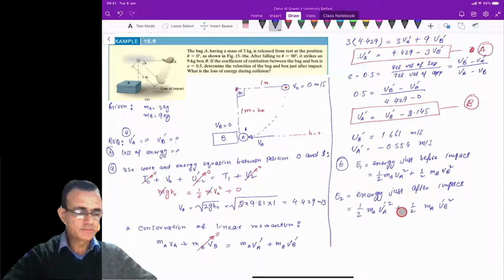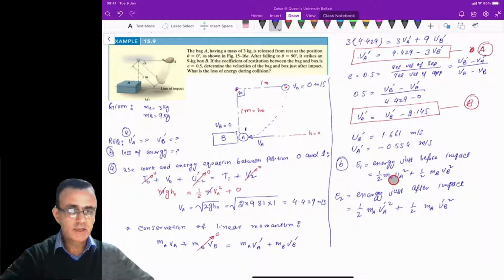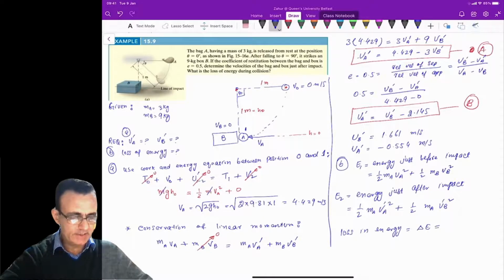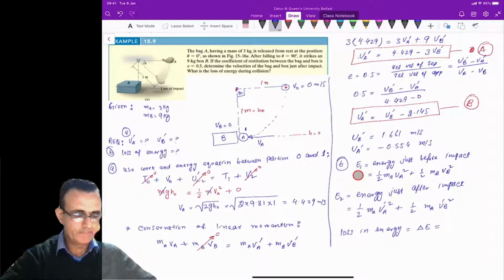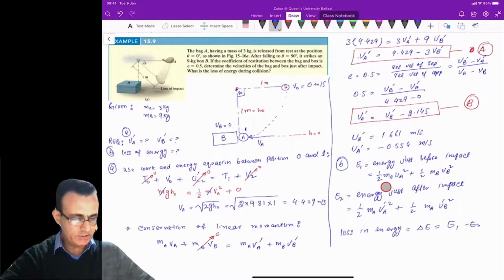You have these two equations. In this case now we know the velocities and we know the masses, so we can calculate E1 and E2. So the loss in energy, which you can say is delta E, will be just equal to the energy before impact minus the energy after impact. So E1 minus E2, and obviously the energy before impact will be greater than the energy after impact. So from here you will get 16.6 joule.